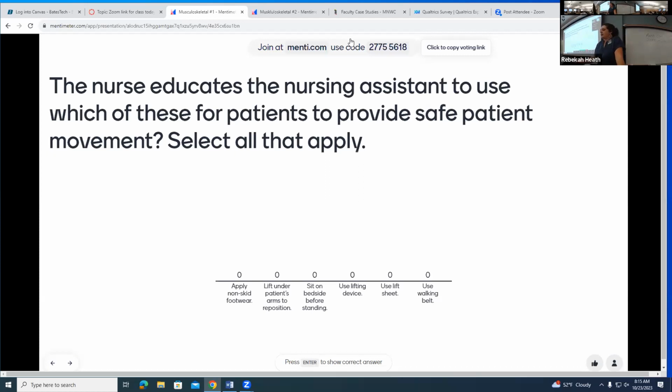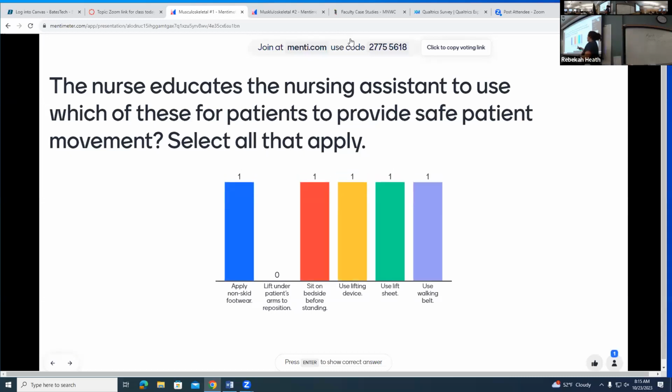The nurse educates the nursing assistant to use which of these for patients to provide safe movement. These are some of those questions that are kind of confusing. When you're looking at these types of questions, you're like, what am I doing? I'm educating a nursing assistant, but safe movement. So it's saying if you're giving instructions to somebody, what type of assistive devices do you use? Then, okay, what do they mean by this? You can read through and see, okay, we're talking about what we are using when we're moving patients around.